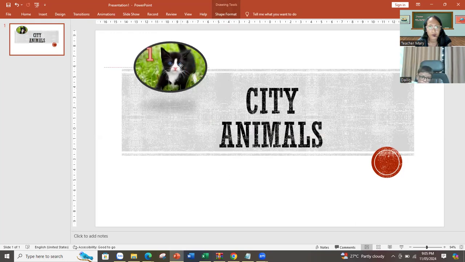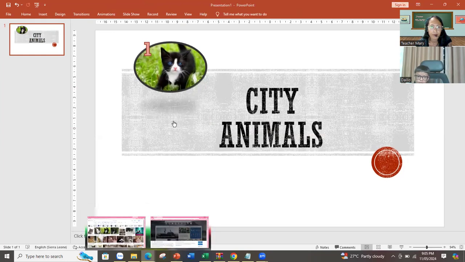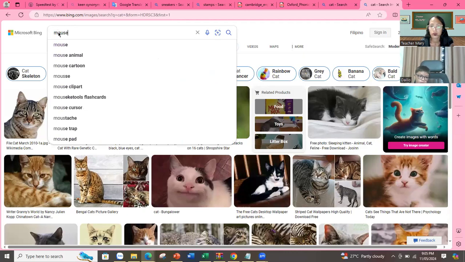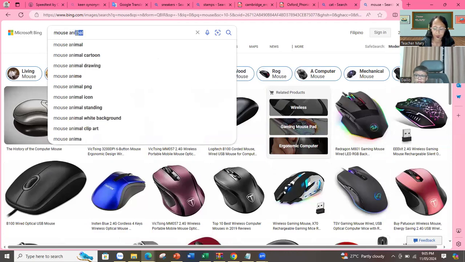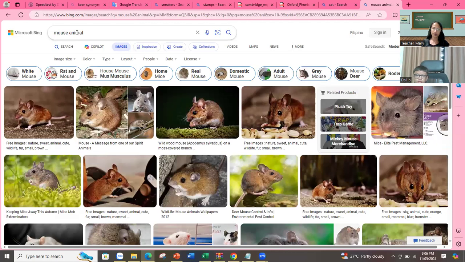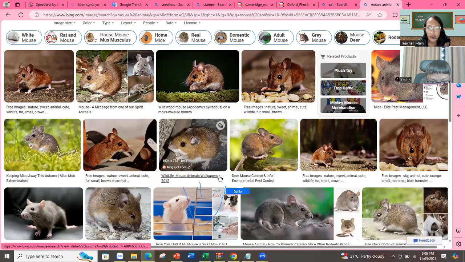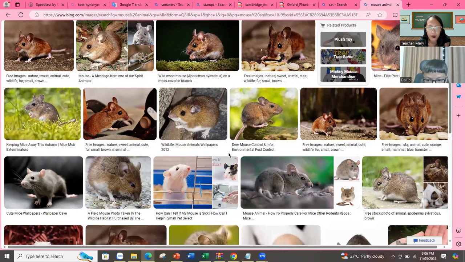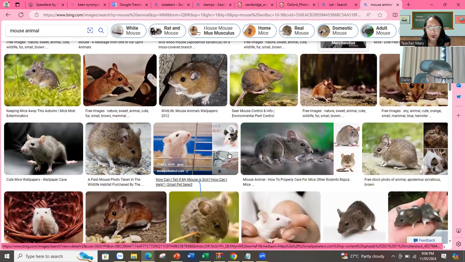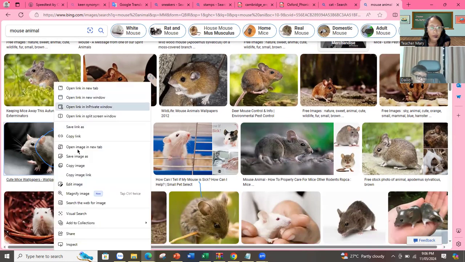Okay, next is mouse, right? Mouse. Oh my goodness, mouse. Okay, which one? No, not this one. Mouse or rat? What do you want? Not up, down. Okay, down. Down, more down, this. Yeah. Okay. Oh, it's so cute.